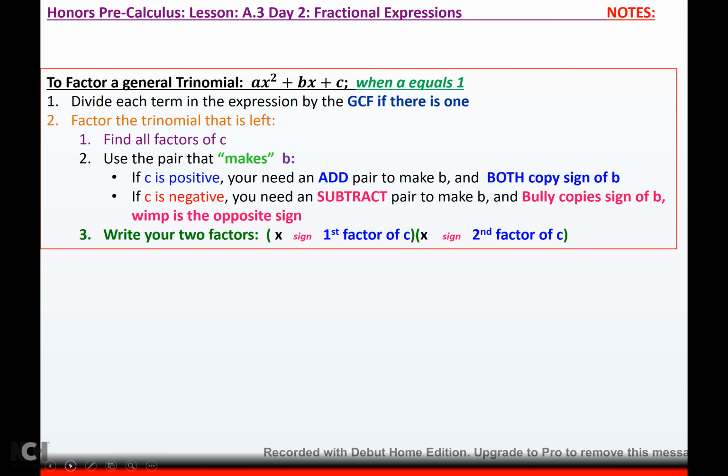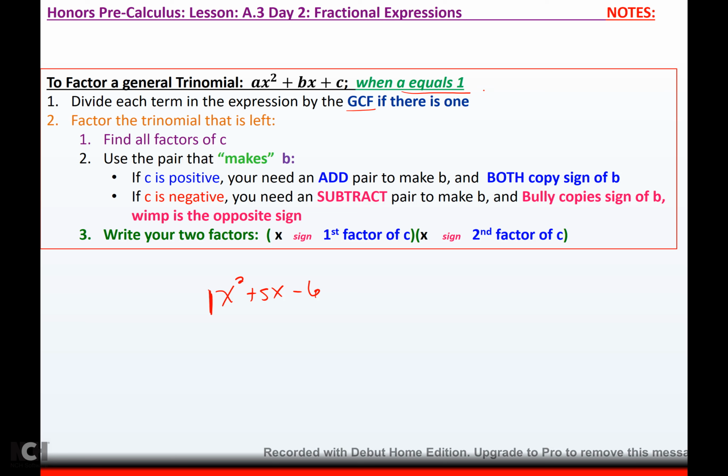All right, so to factor a general trinomial, ax squared plus bx plus c, when a equals 1. What that means is, like if you had x squared plus 5x minus 6, a has to be 1. When a is 1, it's very simple. It should be an easy factor. You look for a GCF if there is one, which if a is 1, there shouldn't be.